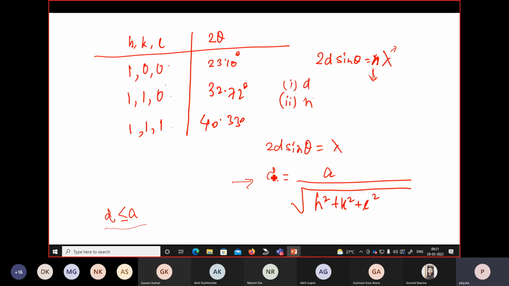And decreasing d means theta will increase, because sin theta equals lambda over 2d. If d decreases, why will d decrease? For higher values of HKL. Here the minimum value of HKL can be 100. But as we increase the value of HKL for other peaks, d will decrease. And d decreasing means theta will increase.